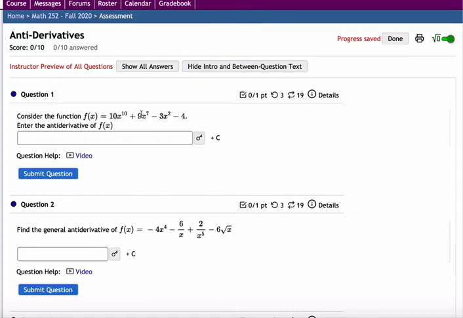All right, here's the 4.8 homework on antiderivatives. I don't have too many comments on this one. I think most of them you'll be able to figure out on your own, but I do have a few things that hopefully will make life a little bit easier for you.